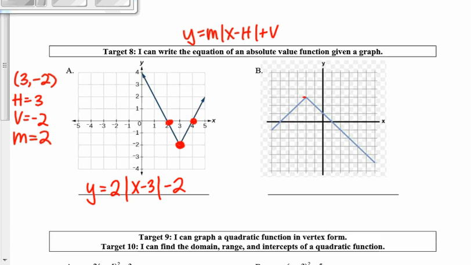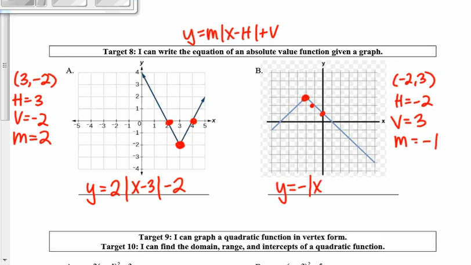Same thing over here. Here's your vertex. That vertex is at -2, 3. So h is -2, v is 3. The slope looks like we're going down 1 over 1, so that would be -1. So our equation is y equals negative, and you could put a -1, but I'm just going to put a negative symbol. The opposite of h, so x plus 2, and then v minus 3.